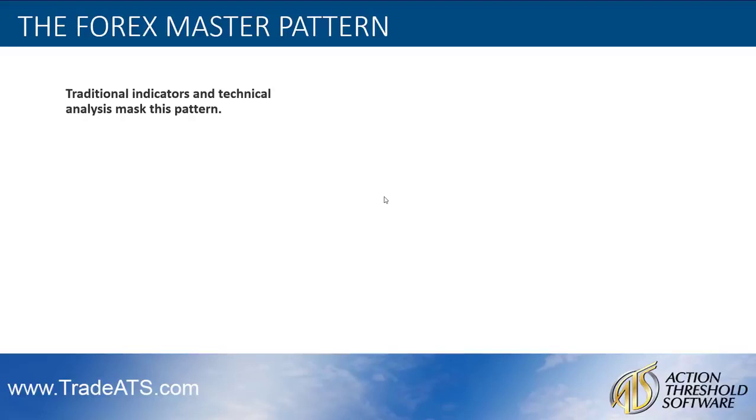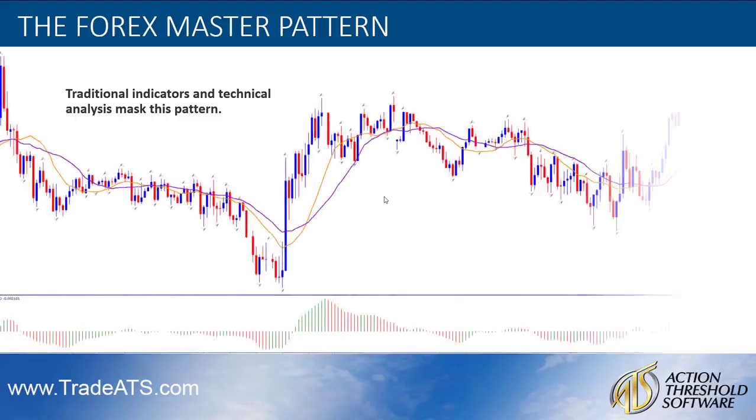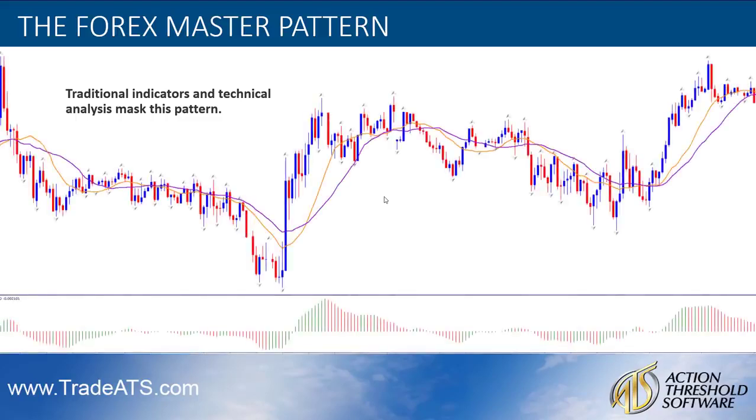So one thing I want to touch on that I said before is that traditional indicators and technical analysis mask this pattern. Take a look, this is a screenshot from a chart. People are going to use moving averages. They're going to use oscillators and fractals. I mean, whatever you want to use. They're just a bunch of statistical-based technical indicators. When you're using these indicators, especially too many of them, you cannot see the master pattern that I'm going to teach you.